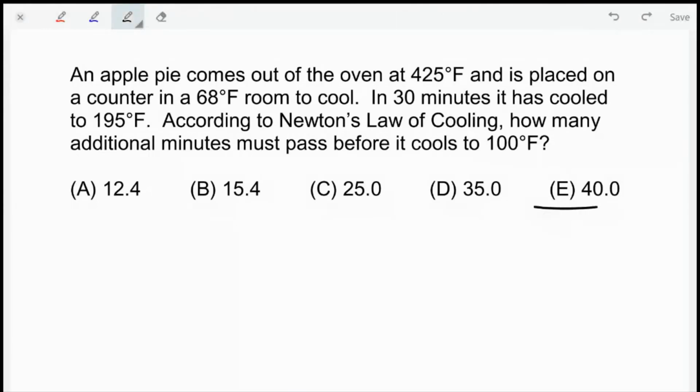Okay, so here's what you should have come up with. 40 minutes. Notice that this one was worded like the last one. How many additional minutes? So it's very easy to get 70 and think that's your answer. Luckily, they didn't put that as one of the choices.